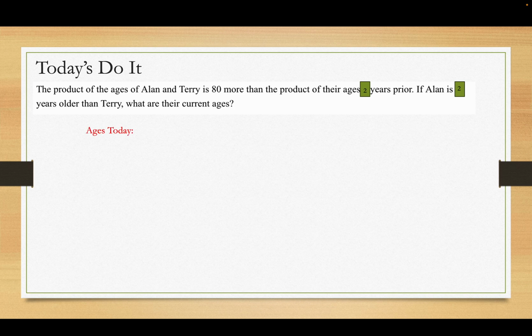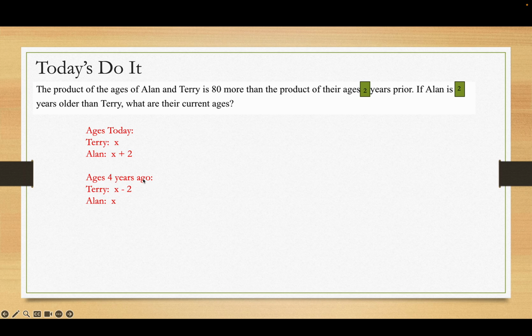Okay, so what we've got to be concerned about is their ages today and their ages in the future. Today, Terry is X years old, and Alan is 2 years older than Terry, so he's X plus 2. 2 years ago, Terry would have been X minus 2, and Alan would have been X, because 2 years ago. For a second, I was thinking of last lesson when it was 4 years ago. That's because it says ages 4 years ago. It should say ages 2 years ago. Sorry about that.